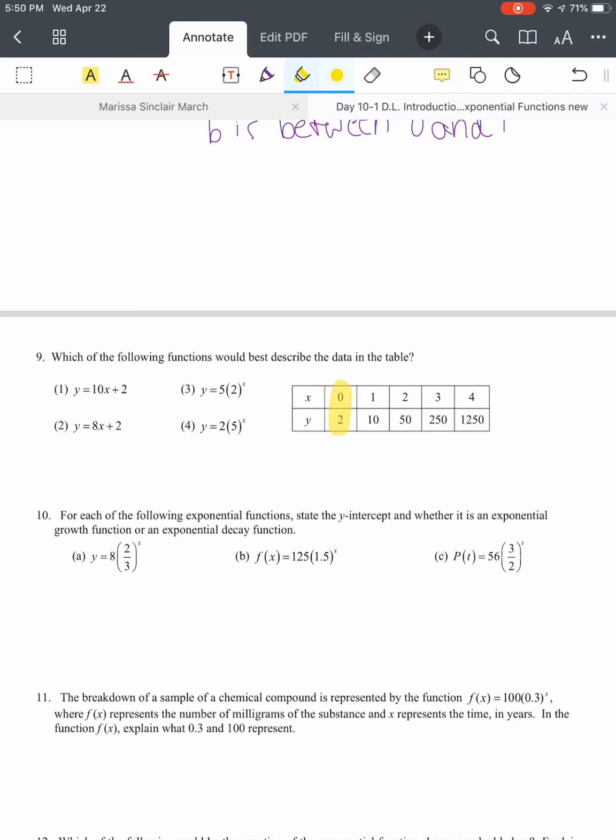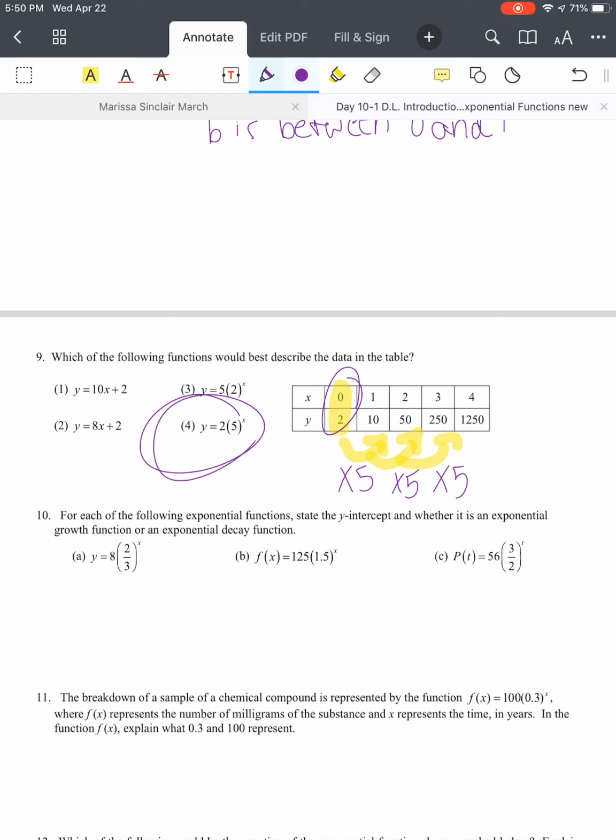But let's take a look. My y's are going from 2 to 10, 10 to 50, 50 to 250. They're being multiplied by 5 every time. So when you're being multiplied by something, that shows that it is exponential. Exponential growth or exponential decay. This is going to be exponential growth because I'm multiplying by 5. My initial value, or my y-intercept, is 2, and I'm multiplying by 5. So that's going to be choice 4.